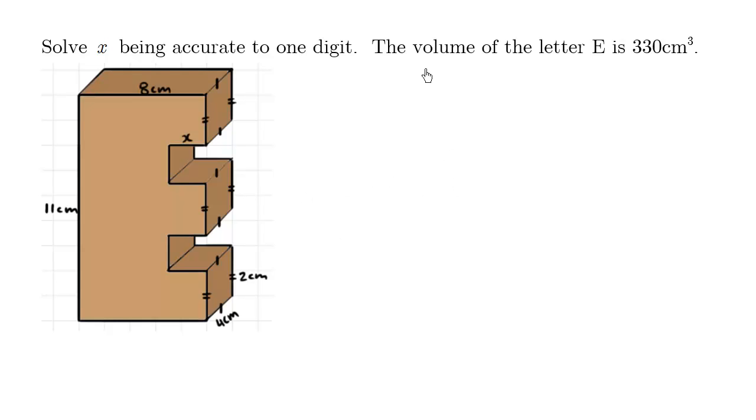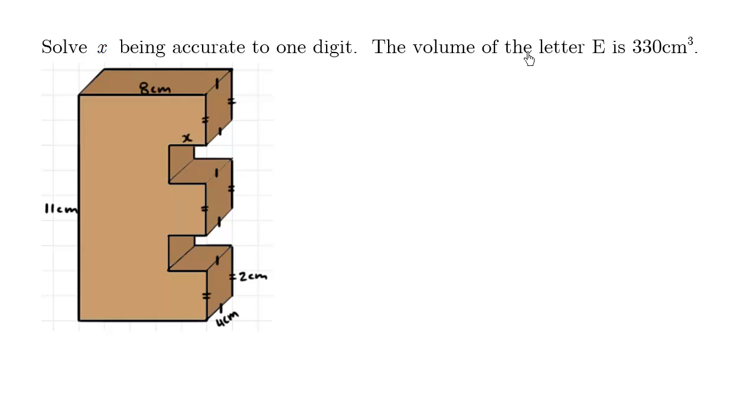Let's try a volume question here, and this one is a little bit tricky. The idea here, for this question, solving x, where we have this very strange shape, is that we're going to find the volume of the entire object, subtract the volume of the missing parts, and by setting that equation, we can actually solve x. So this is the pattern.